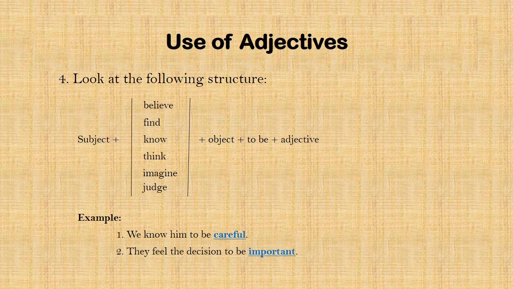Look at the structure. Some verbs are given here. They are believe, find, know, think, imagine, and etc. You may have to use "to be" after the verbs mentioned here, and after "to be" you may have to use adjectives. Two examples are given here. We know him to be careful, and they feel the decision to be important.